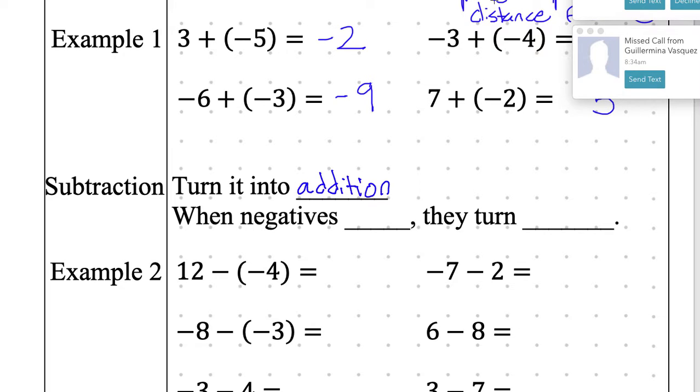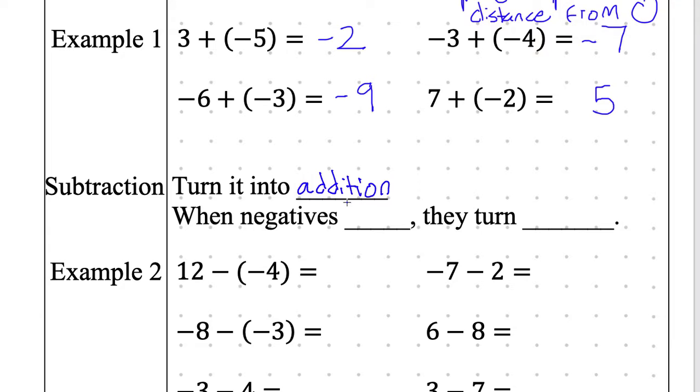But when negatives kiss, that's the rule that I want to be using. I'll give her a call back later. When negatives kiss, they turn positive.